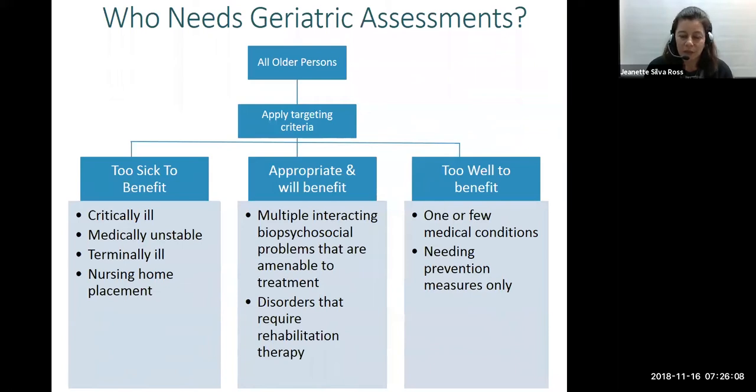Who benefits the most from a geriatric assessment are those people with multiple biopsychosocial problems and who have disorders that may require rehabilitation. Other possible triggers could be people who have multimorbidity, if there's been cognitive changes, frailty, or medication non-adherence.